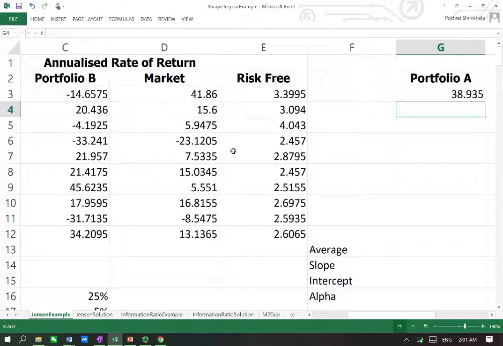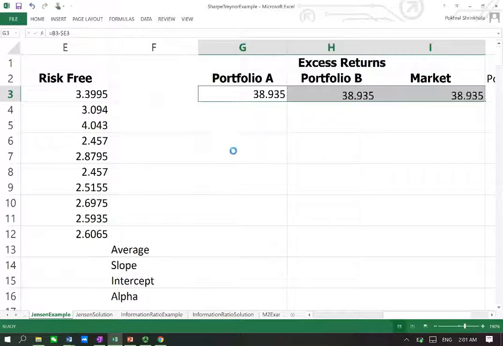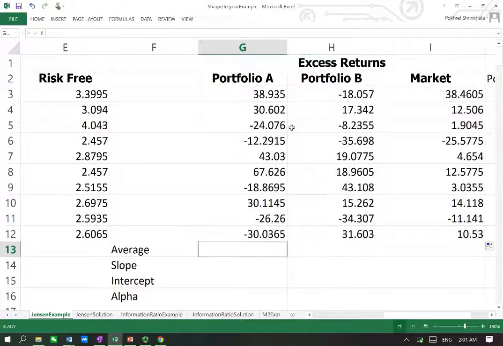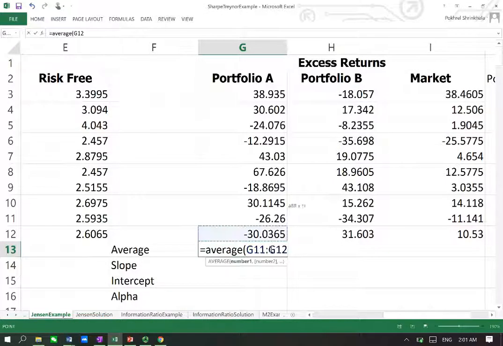So that's 38.395. Now, in order for me to copy this, I'm going to lock the column. This means I can copy it across and also down for all these 10 periods. Now, I need to find portfolio A's average return, average excess return in fact, so equal average. So I get this.